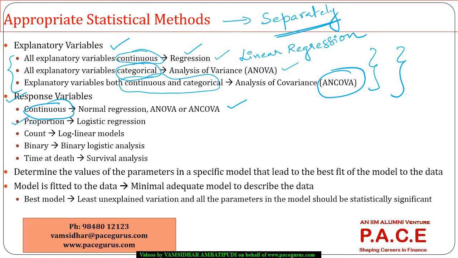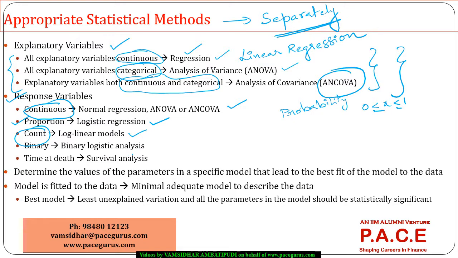But if the response variable is a proportion, right, I'm trying to model the proportion of defaults, the proportion, the percentage, then we are modeling what is called a logistic regression. If my objective is to model a proportion, probability, such kind of stuff, where the value will lie between 0 and 1, then we are trying to model it as a logistic regression model. If my objective is to model the counting of some variables, then we will be using log linear models.